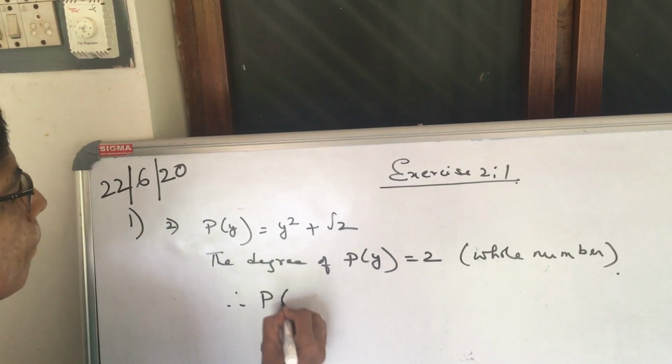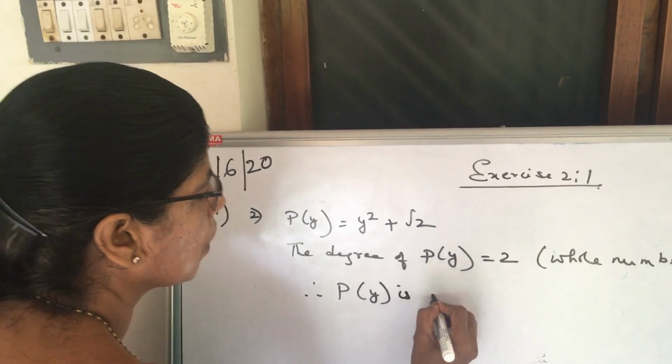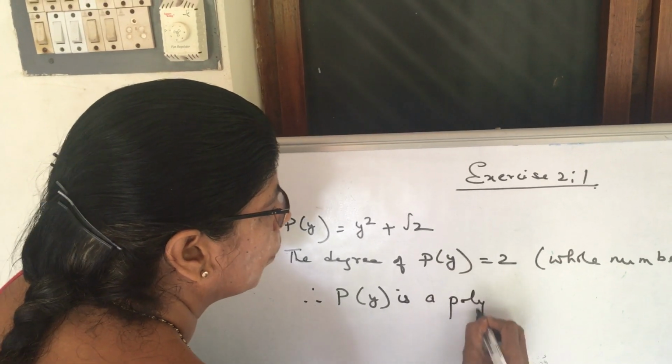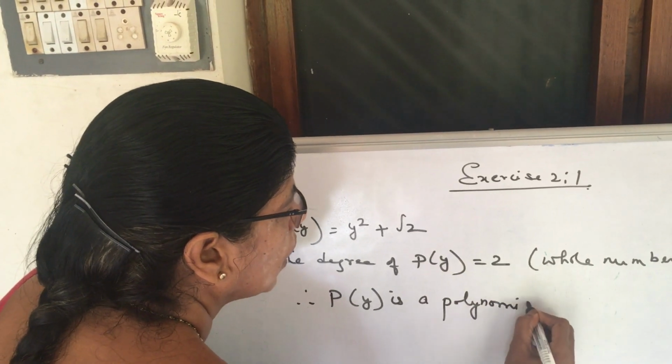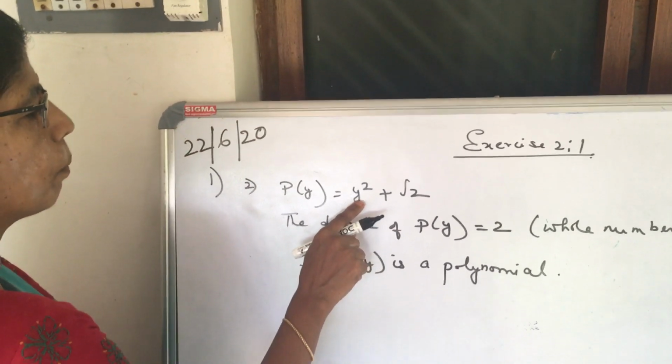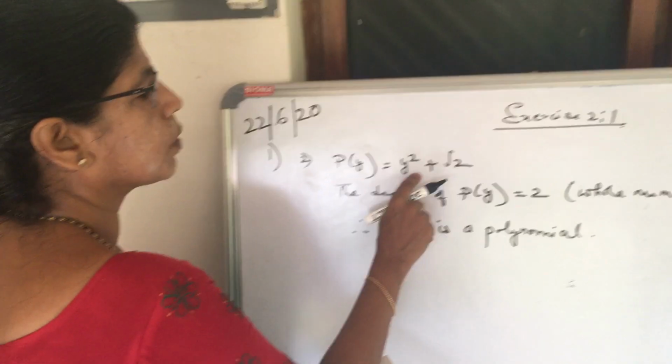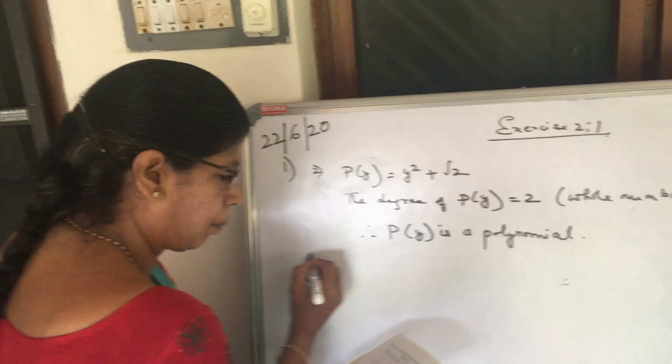Therefore, p of y is a polynomial. The powers of the variable should always be whole numbers.